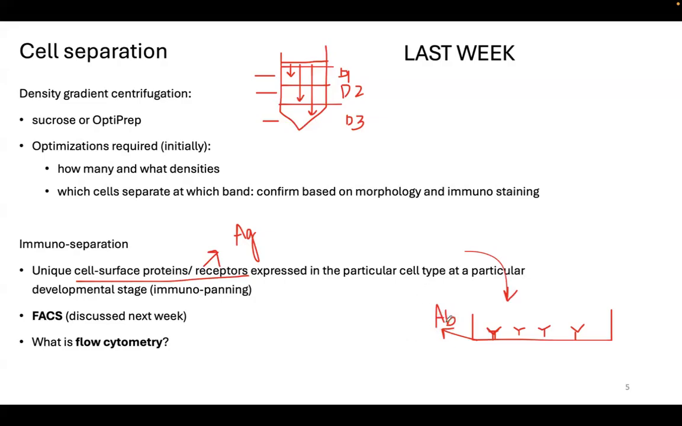And that's how antibodies are made in other organisms also. So mice, rats, chickens, donkeys, these are very commonly used to make antibodies.